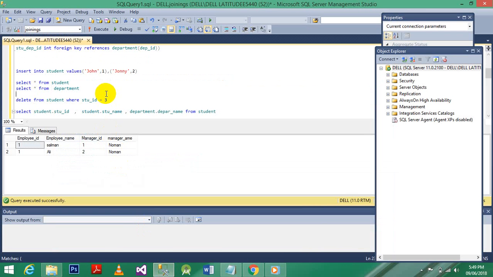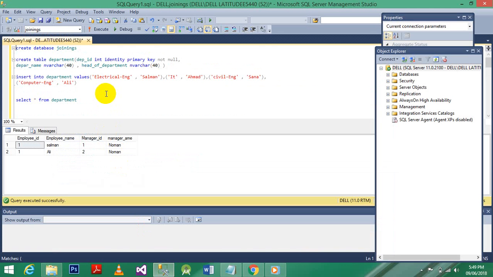So just open SQL Server. I have created here a database, joining. I have created here a table. The table is department. In the department table we have department ID, department name and head of department. So we insert four rows, 1, 2, 3 and 4.